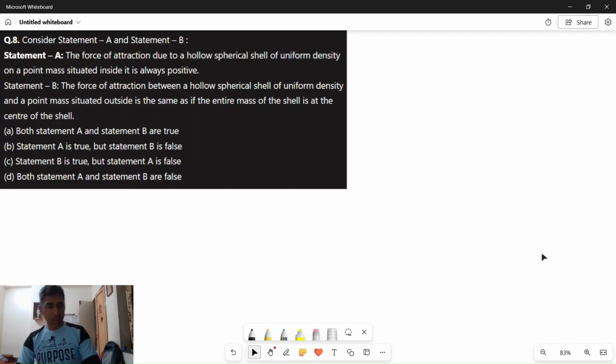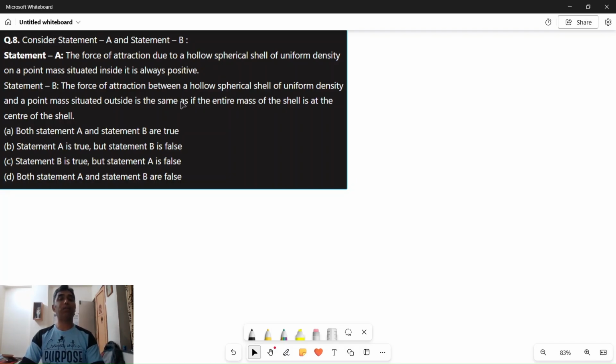Okay, let's try to solve question number 8. This is also assertion and reason, statement A, statement B type. Statement A says force of attraction due to a hollow spherical shell of uniform density on a point mass situated inside it is always positive. See, if you refer to the previous question, we know that there is no force of attraction on a point mass which is situated inside the hollow spherical shell. So statement A is wrong.